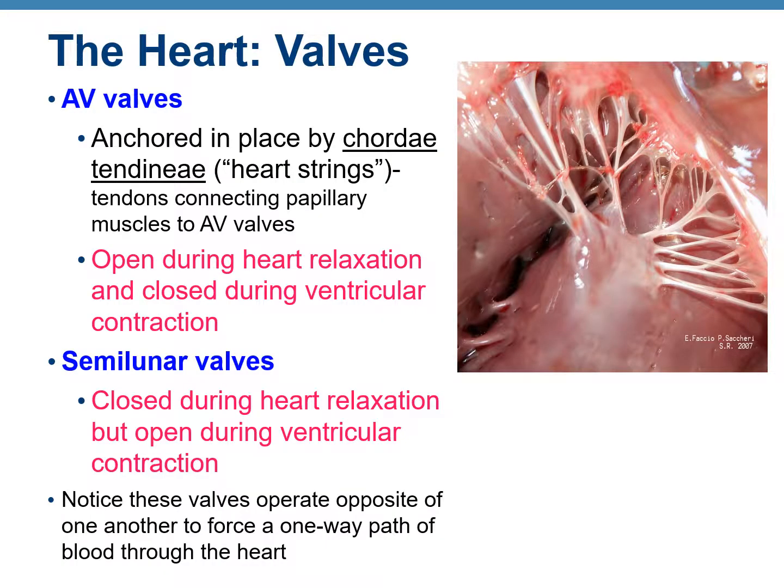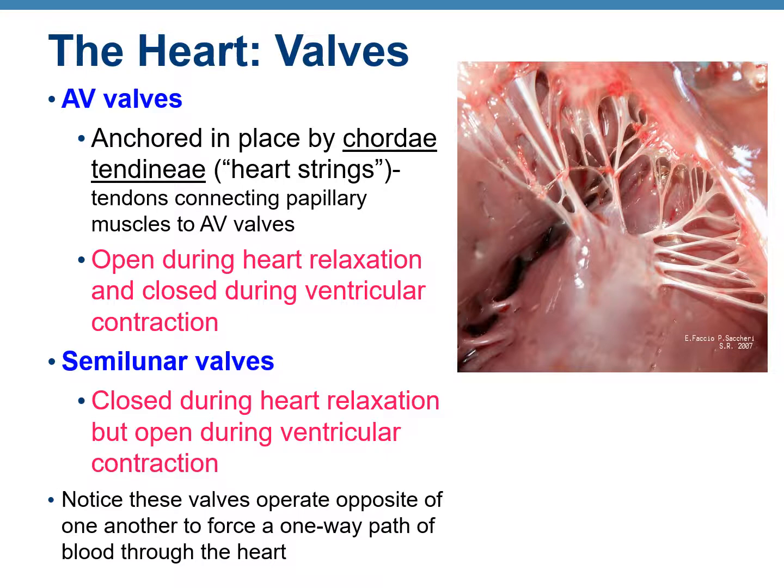The atrioventricular valves, that means the tricuspid and the bicuspid valves, act in an opposite manner to the semilunar valves. That means when AV valves open, semilunar valves close, and vice versa. The AV valves are kept in place by special hard strings called the chordae tendineae, which are actually tendons.